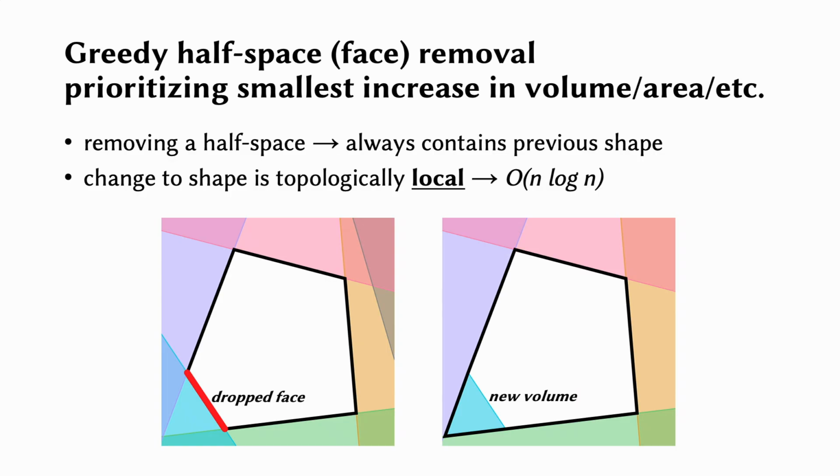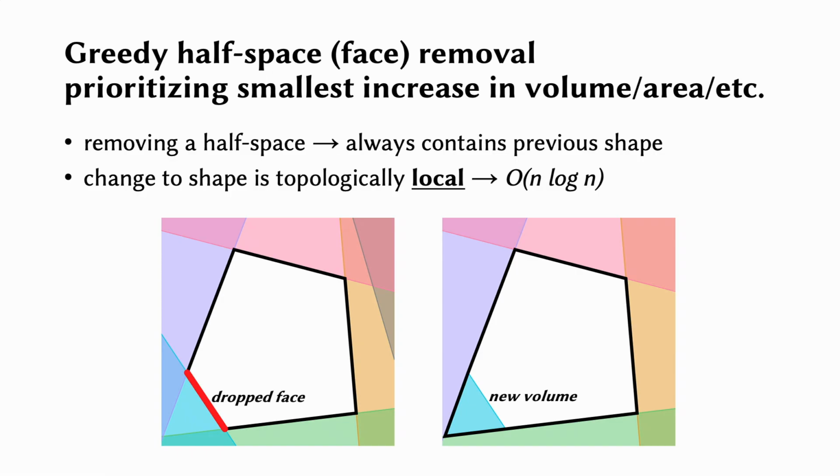We're removing faces because if we remove a face, we trivially contain the input, right? So if I drop this red face of our 2D example, we'll always contain the original white shape. We'll get some new volume that's revealed from extending those neighboring faces beyond it. And that's the thing that we're going to measure every time we remove a face. But fortunately, this change to the shape is local, just like mesh decimation is a local operation, and that's going to lead to an n log n algorithm.